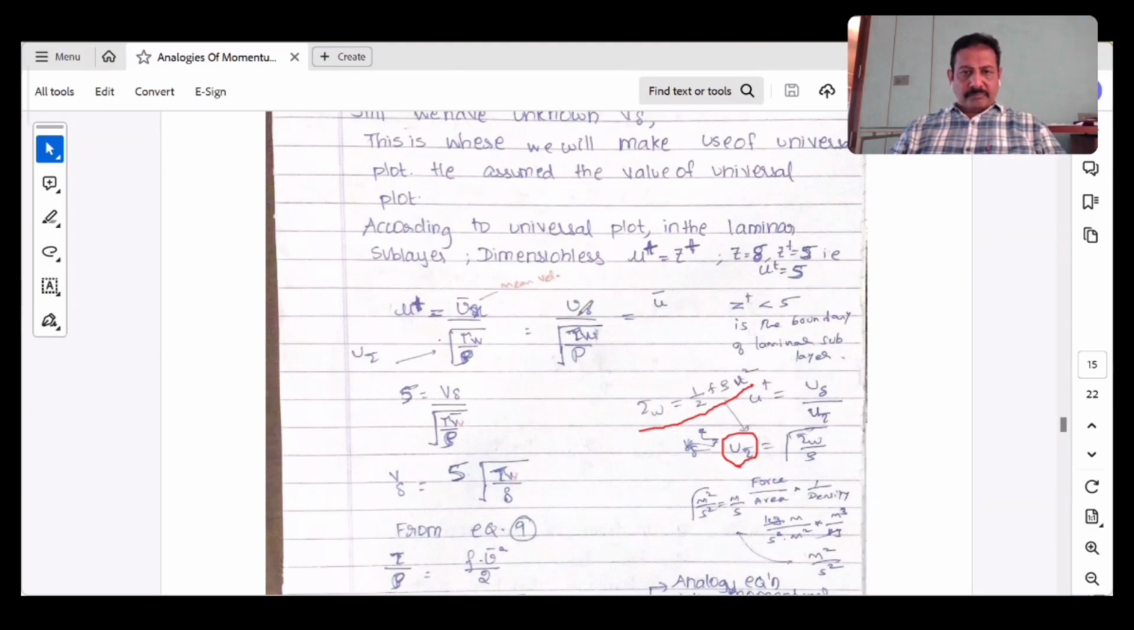So you have u delta divided by root of tau w by rho. I take its value as 5, because the thickness of the laminar sublayer is 5 according to the universal plot distribution. So on the left hand side taking 5, v delta divided by root of tau w by rho, or v delta is equal to 5 into root of tau w by rho. What is our aim? We have to eliminate v delta.